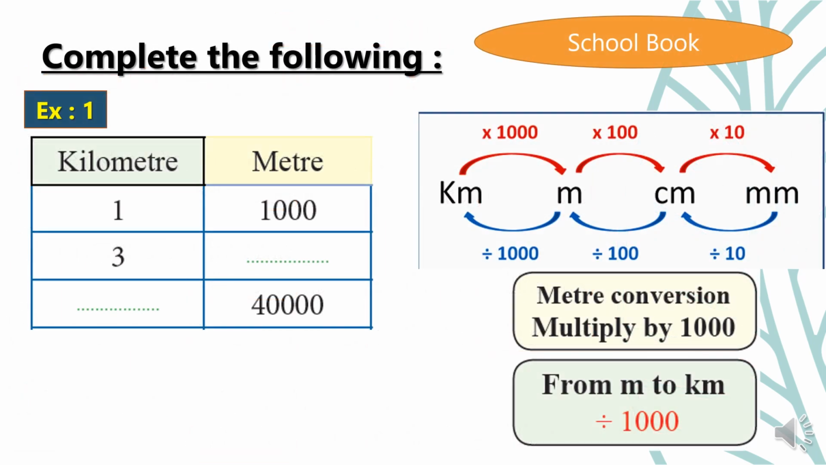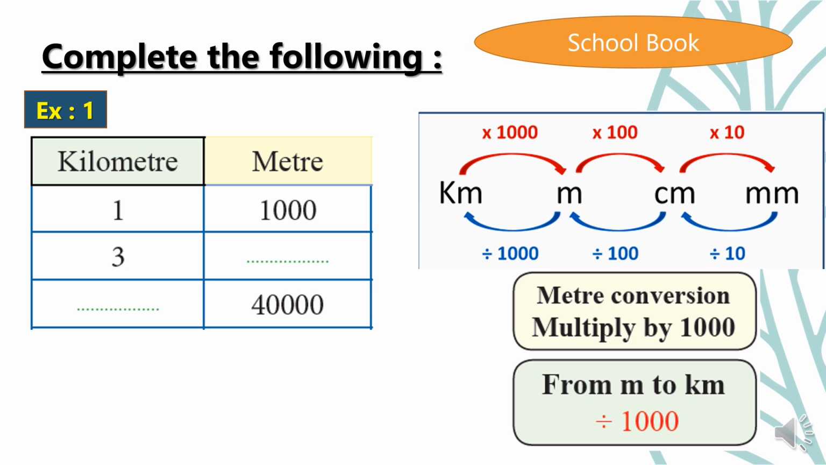Complete the following. Here we have a table, and before we start, let's convert units. From kilometer to meter we multiply by 1000, and from meter to centimeter multiply by 100, and from centimeter to millimeter times by 10. And if we start from the smallest unit, from millimeter to centimeter, we divide. So when you convert from the bigger unit, multiply. If you convert from the smallest one, you divide. Multiply means put zeros, and divide means cancel zeros.